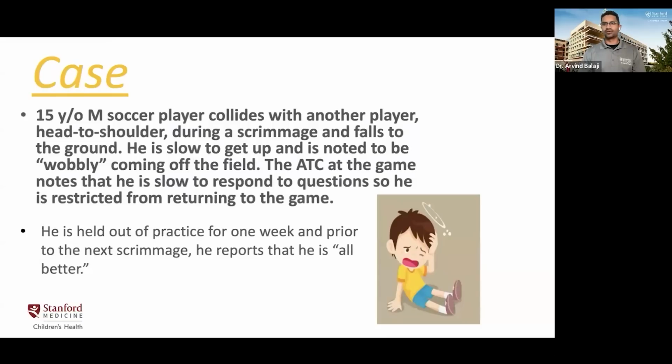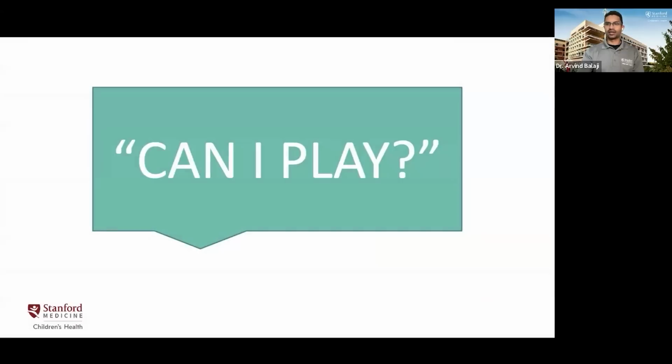So let's begin with a semi-typical case. Imagine that there is a 15-year-old male soccer player who collides with another player during a game, head to shoulder, and he falls to the ground. Imagine that he's slow to get up. He's noted to be wobbly coming off the field. The athletic trainer at the game notes that he's not responding to questions appropriately in terms of the quickness with which those questions are being asked. And so he's restricted from returning back to the game. He's held out of practice for 1 week. And before his next scrimmage, he says that he feels all better.